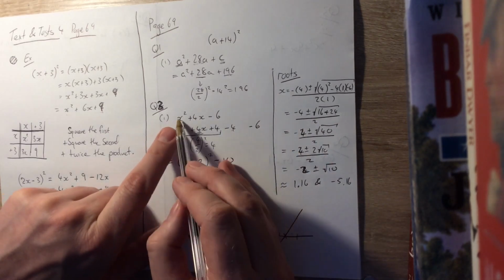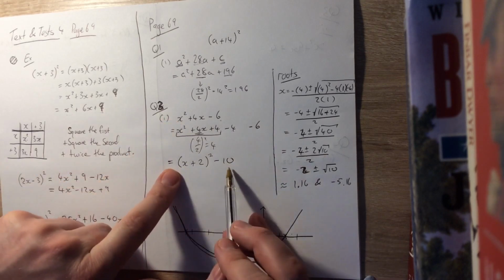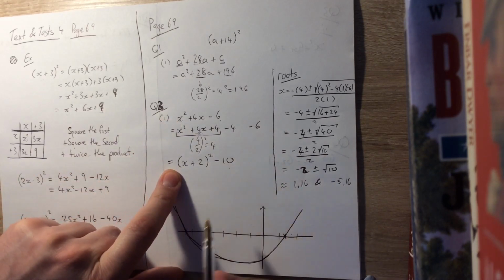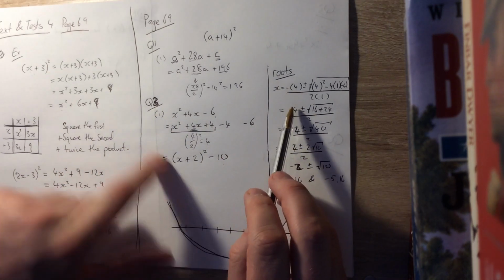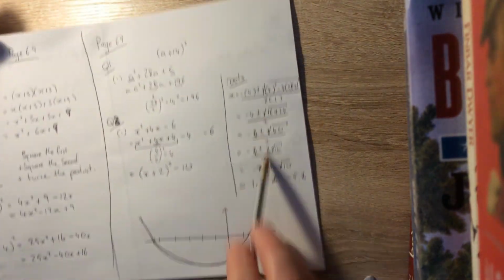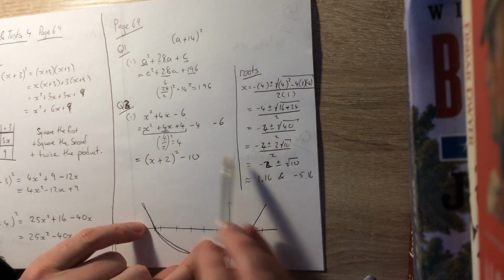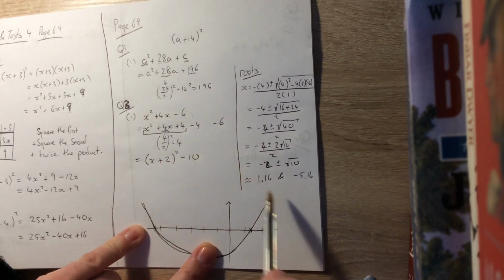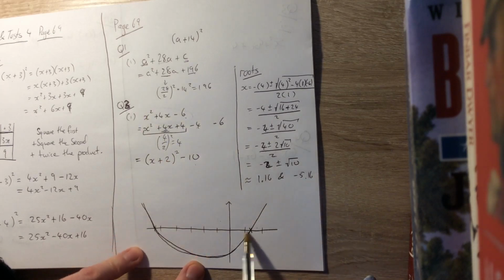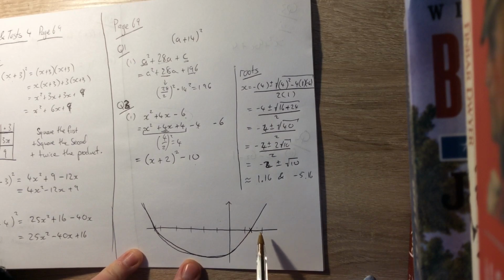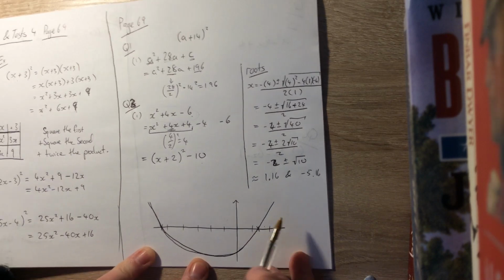And that is this quadratic written in completed square form. Now, one of the reasons that can be useful, just over here, I've actually found the roots to the same quadratic, and they're 1.16 and minus 5.16. So I sketched it out here. And the reason I've done this is because I wanted to be able to point something out to you.